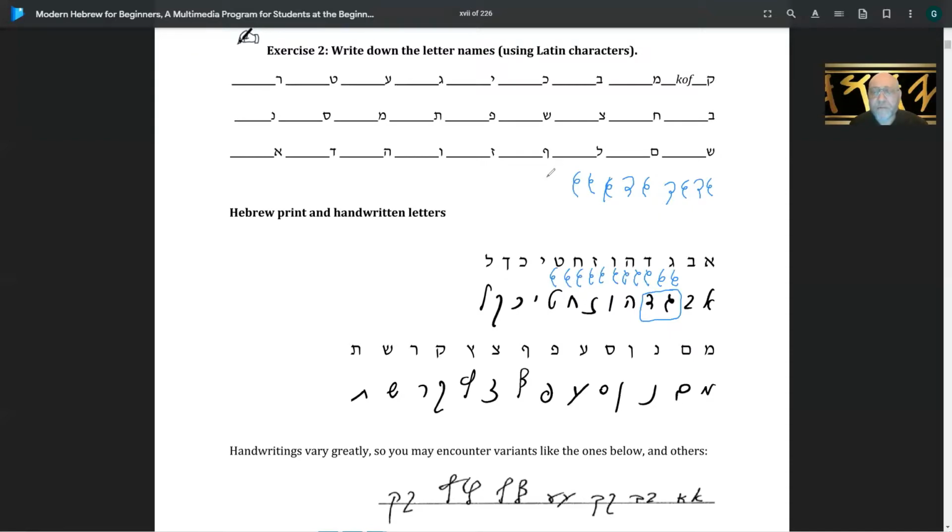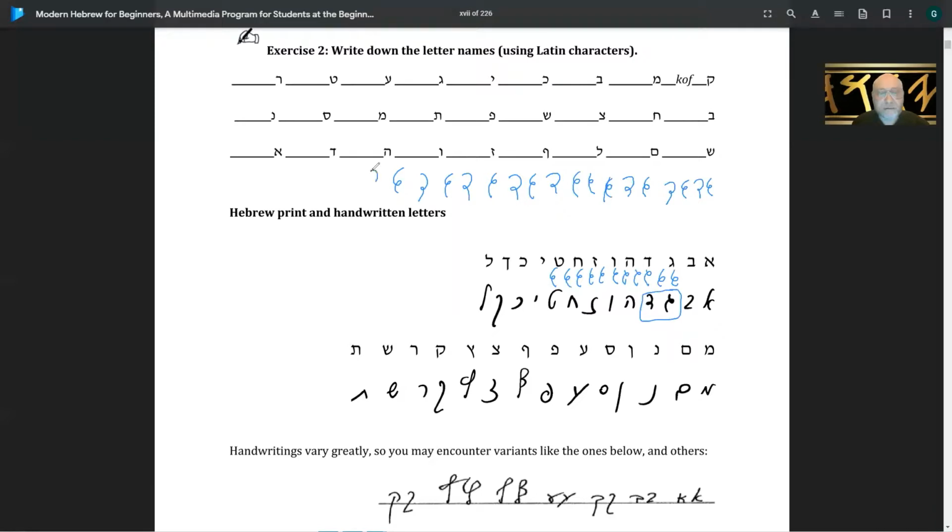Gimel, Dalet. Gimel, Dalet. Okay. Gimel, Dalet. Gimel, Dalet. Okay. Gimel.